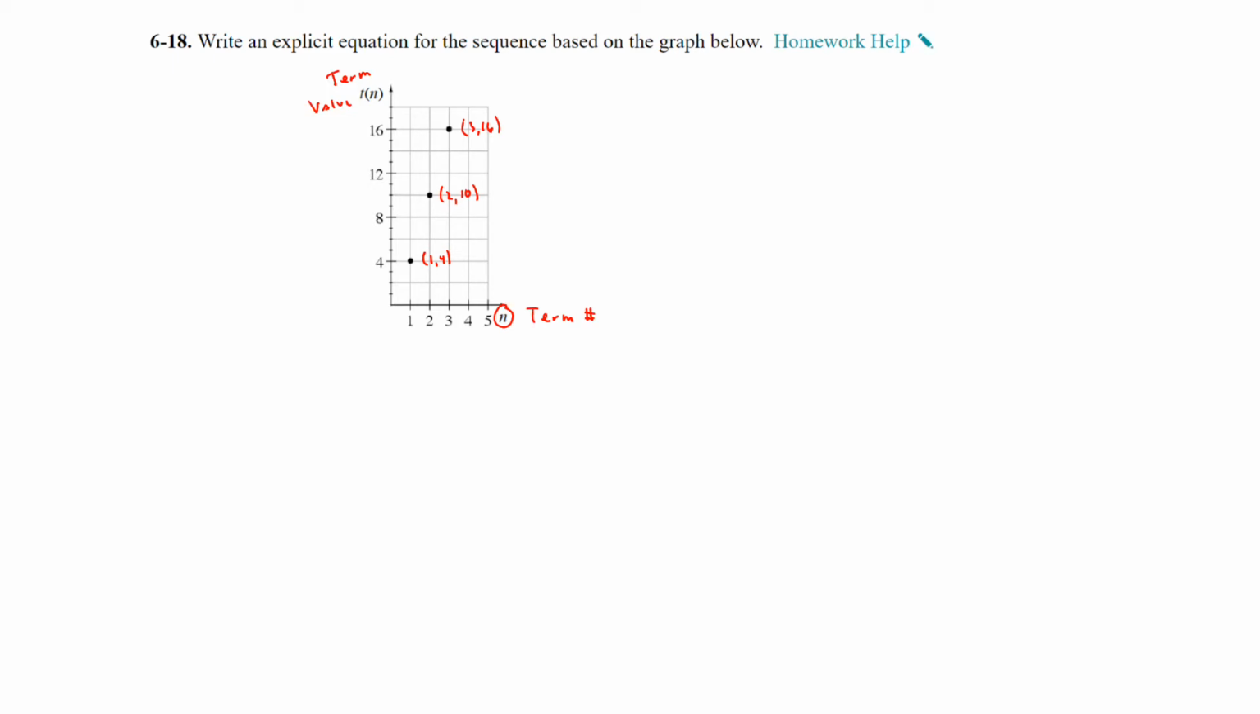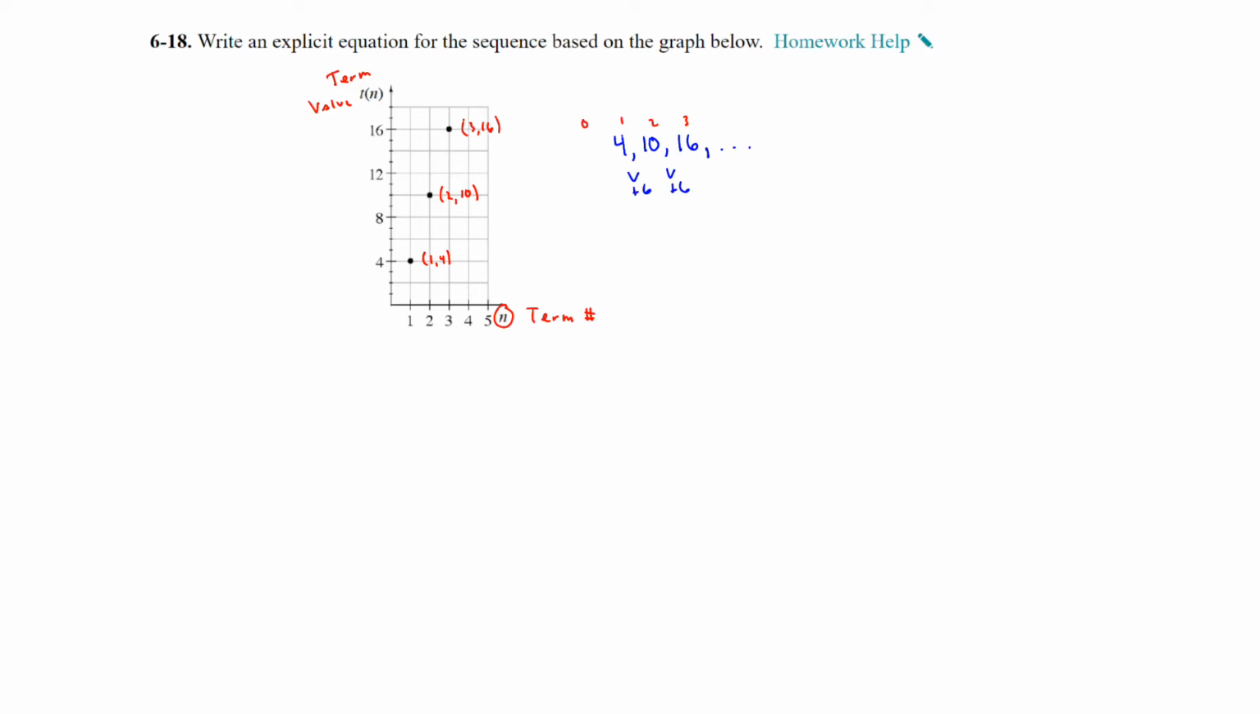Okay, so we're going from term 1, 2 to 3, and I'll write it out so you can see, 4, 10, and 16. So what is happening to get to the next term? You're adding 6 and adding 6. So we can see that our generator is plus 6, and then if we have to work backwards, we need to find term 0, because right now this is term 1, 2, and 3.